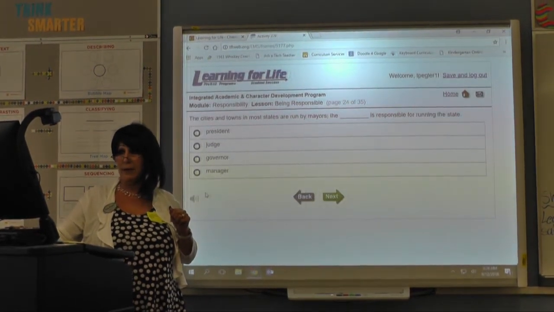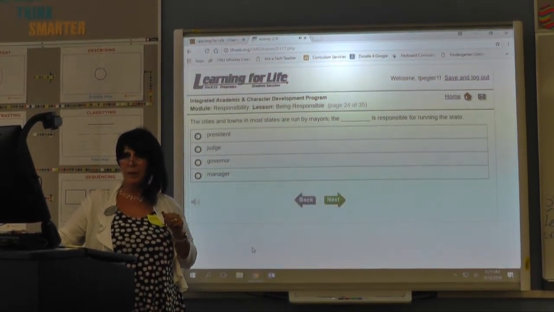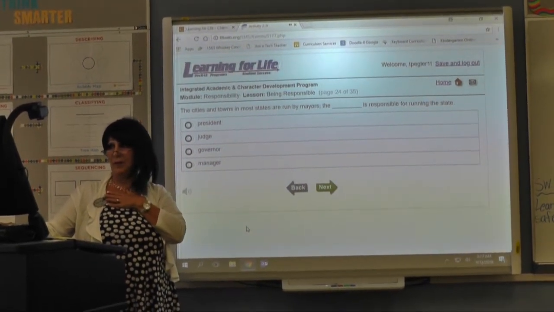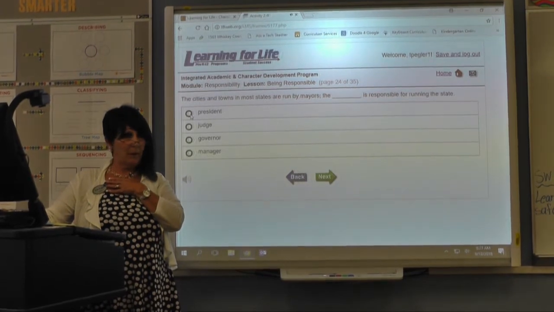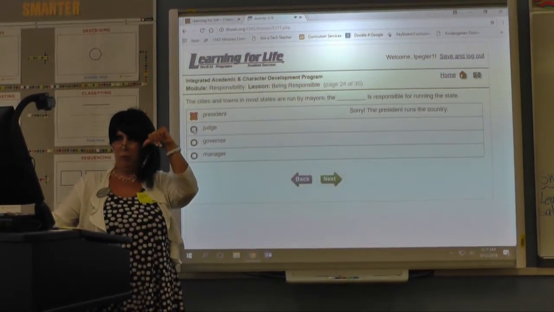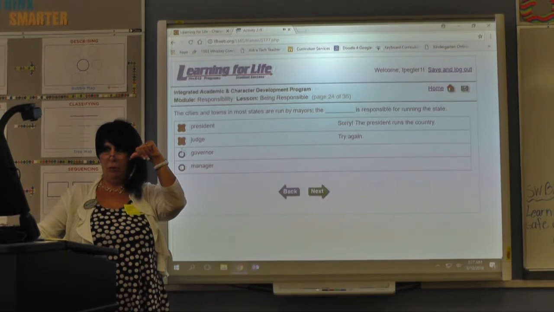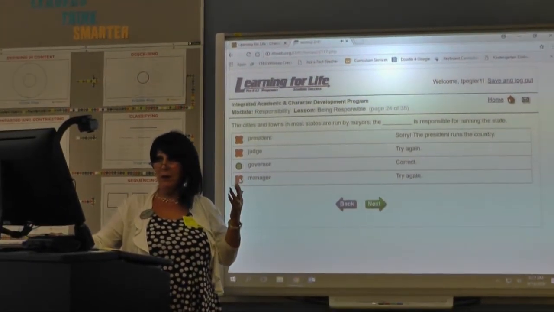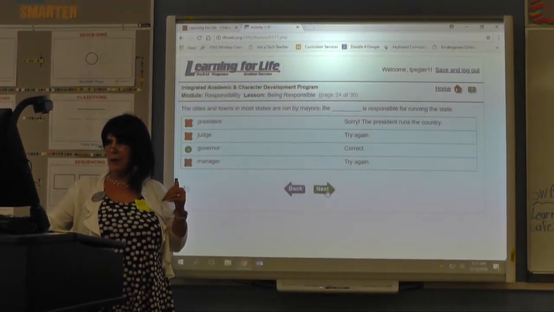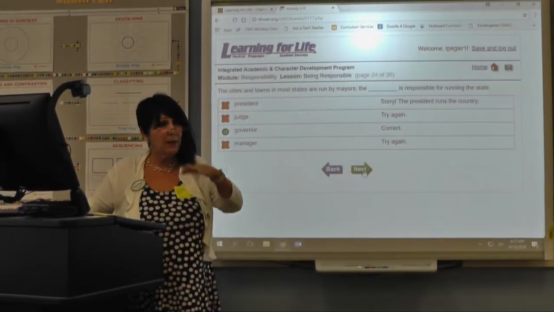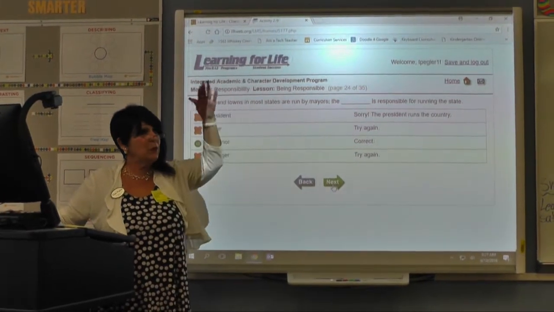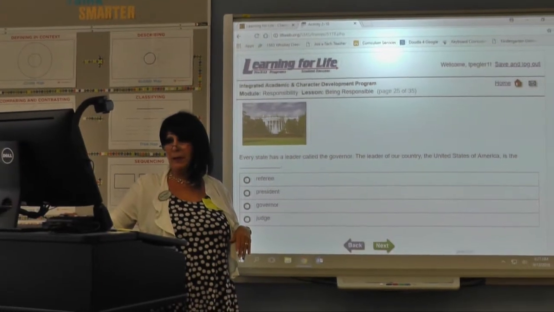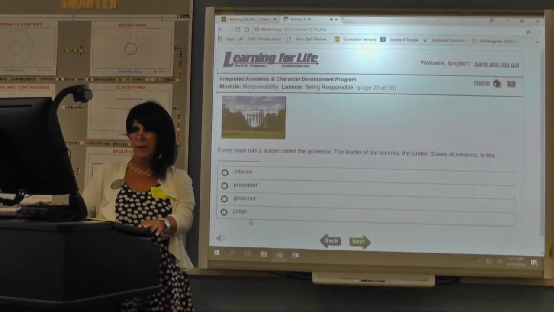Good job, guys. The cities and towns in most states are run by mayors. The blank is responsible for running the state. Is it the president? No. Judge? No. Governor? Yes. Manager? No. So the governor is responsible for running the state, just like the authority of the principal in your school or the store manager in a store. They all have responsibilities. Every state has a leader called the governor.